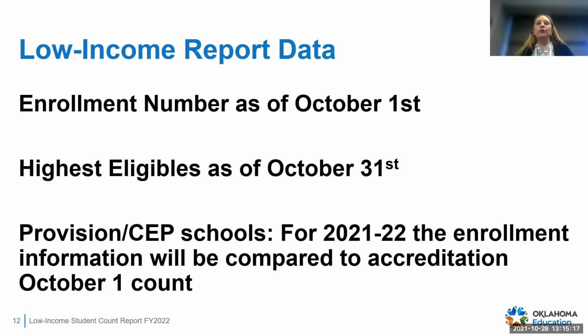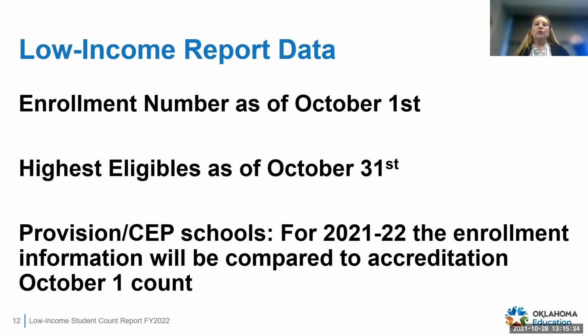On your low income report, you're going to need some information. You're going to need your enrollment as of October 1st. You're also going to need your highest eligibles as of October 31st. Remember, this is where it gets kind of confusing.